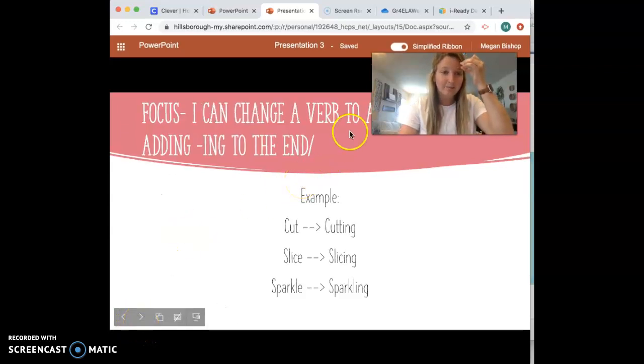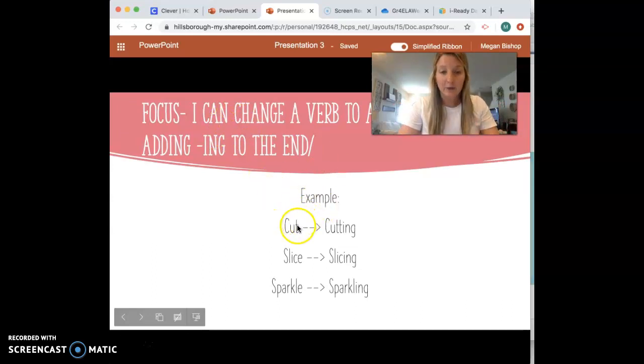All right, so our focus for this week with our routine will be: I can change a verb to an adjective by adding ing to the end. Now, it gets a little bit more complicated than that, and we're going to get into that tomorrow. But today I just want to introduce you to taking a verb, taking off the end of the word, and adding ing. So that's the only thing we're going to be doing today for writing. So you will be submitting this in ETSB.